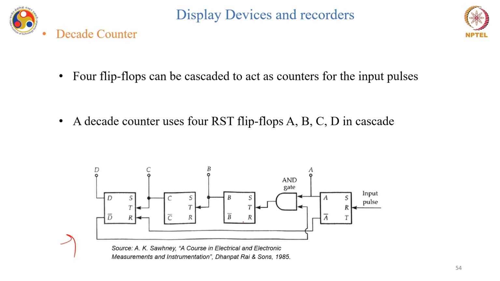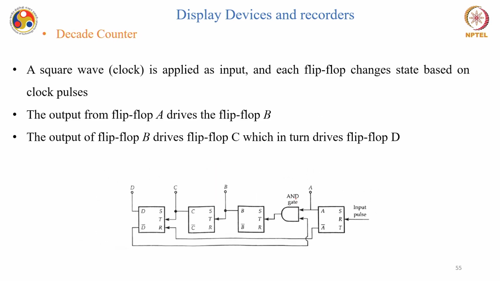You can see here, okay, and you have A, B, C, D at its output. It also uses, of course, an AND gate. Now, a square wave, which we call the clock, is applied as an input, and each flip-flop changes state based on the clock pulses. We have seen how triggering actually works. The output from flip-flop A drives flip-flop B. I am calling these A, B, C and D flip-flops.